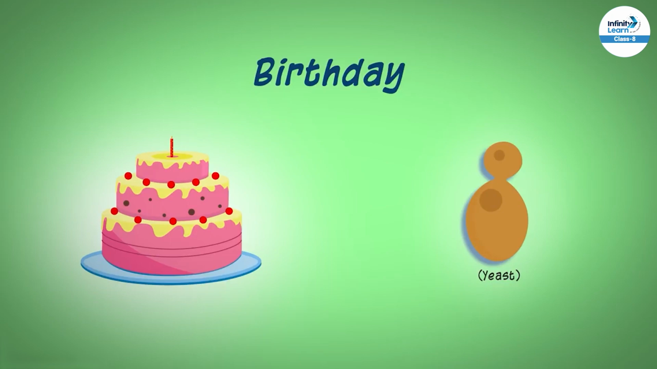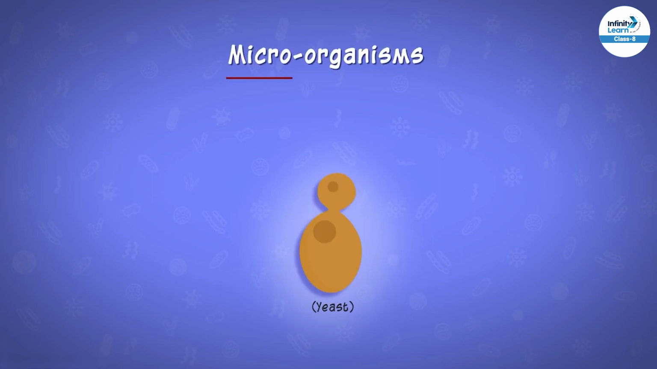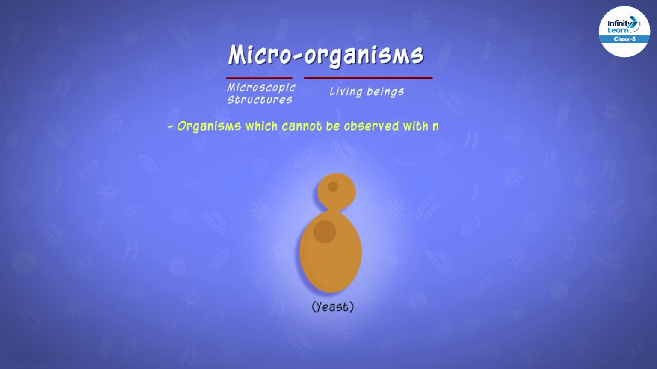Well, there are several organisms tinier than yeast that help us to obtain many useful products. These little creatures are called microorganisms. Now, as the name says, micro means very small or microscopic structures, while organisms are living beings. Thus, those organisms which cannot be observed with naked eyes and require a microscope to be seen are the microorganisms.